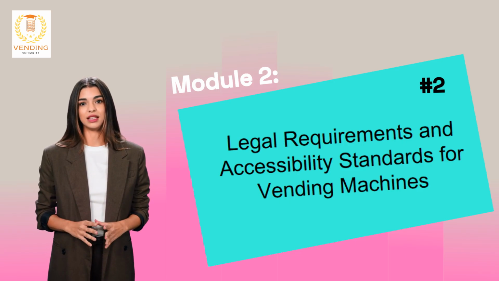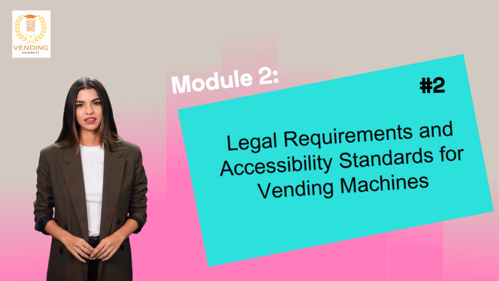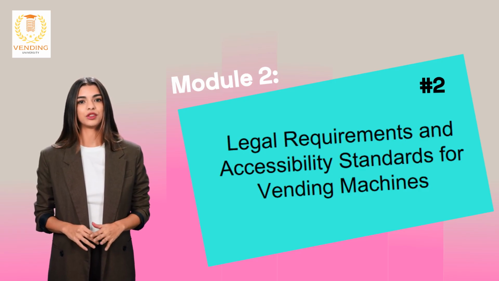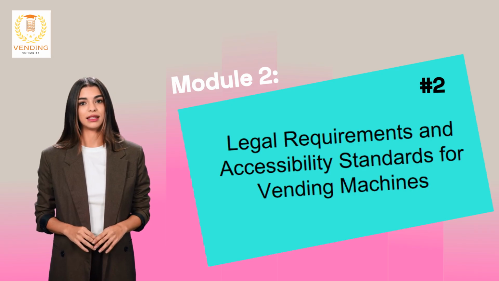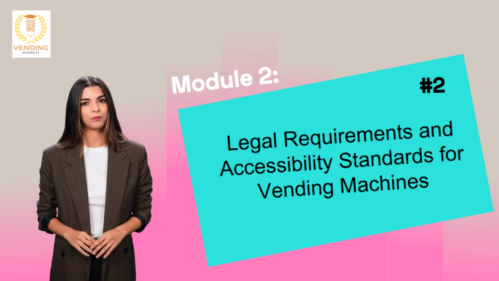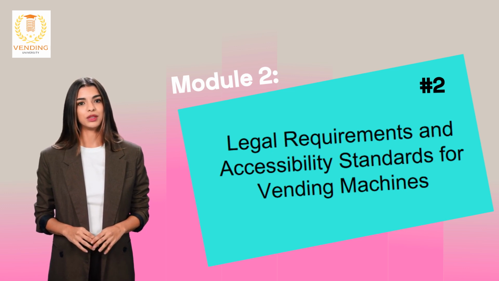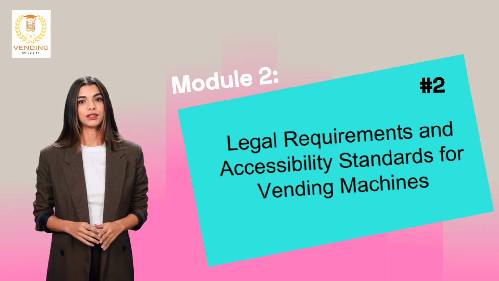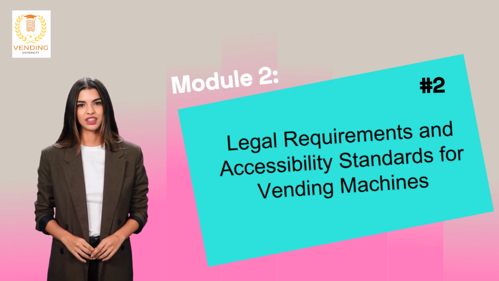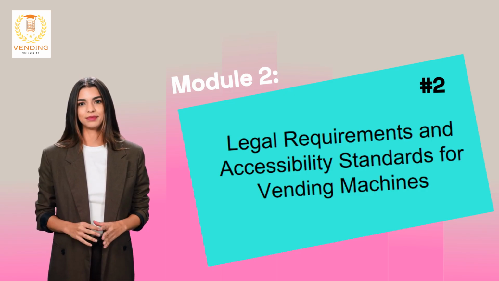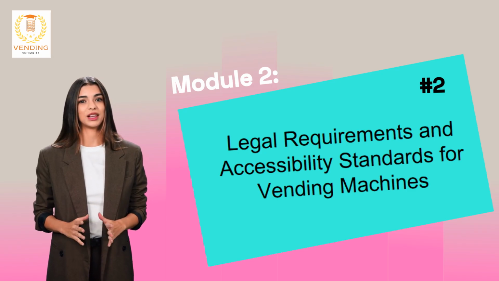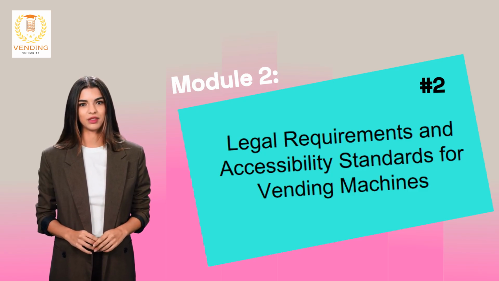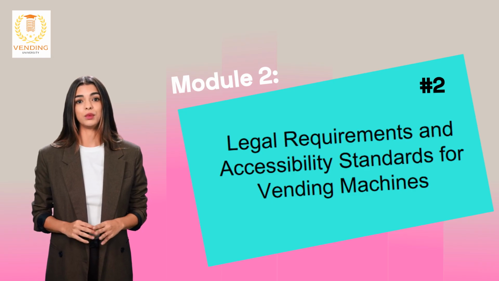The ADA sets specific guidelines for vending machines, including requirements related to the height and reach range of controls, clear floor space for wheelchair users, and operable parts that do not require tight grasping or twisting of the wrist. These guidelines help guarantee that individuals with mobility, vision, or dexterity impairments can use vending machines independently and safely. Failure to comply with these standards can result in legal penalties and damage to a business's reputation. In addition to the ADA, there are other standards and codes that vending operators should be aware of.